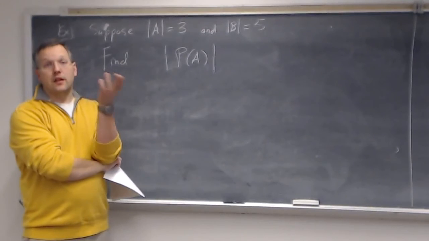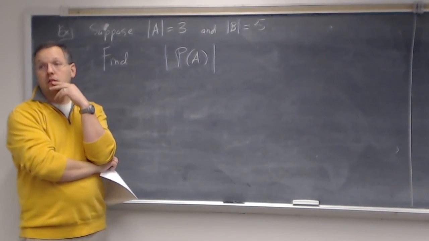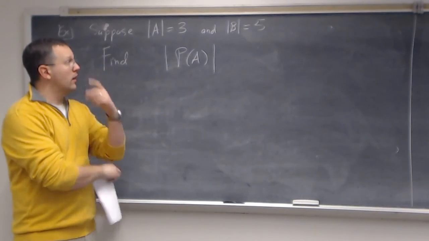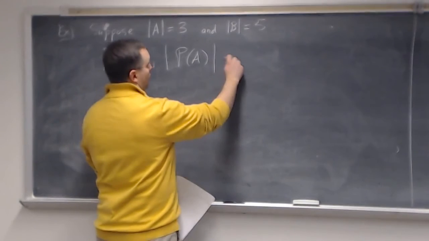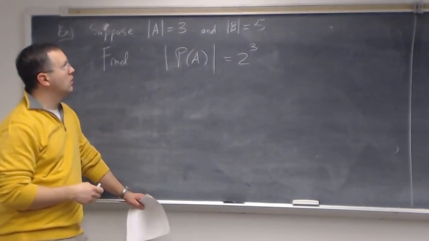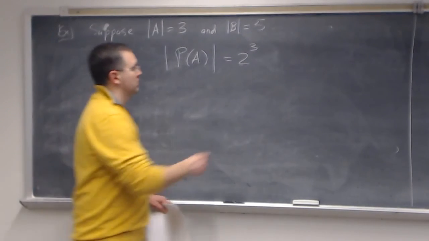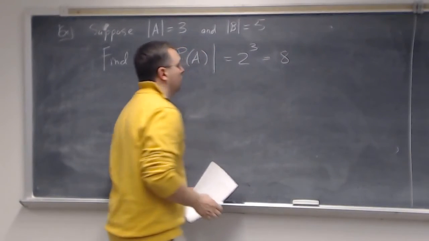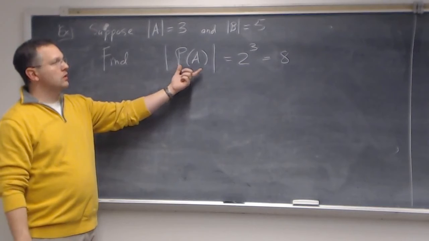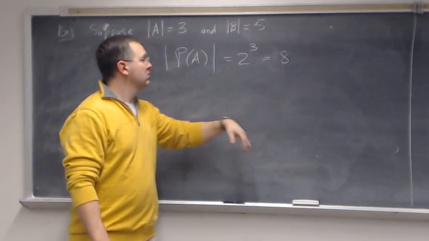Another way of saying this is, how many subsets does A have? If the size of A is 3, how many subsets does A have? 8, right? Remember the formula for subsets: 2 to the size of A, or 8. You see how I could have said how many subsets this has, or I could have said what's the size of the power set of A. Those mean the same. You get the same answer.